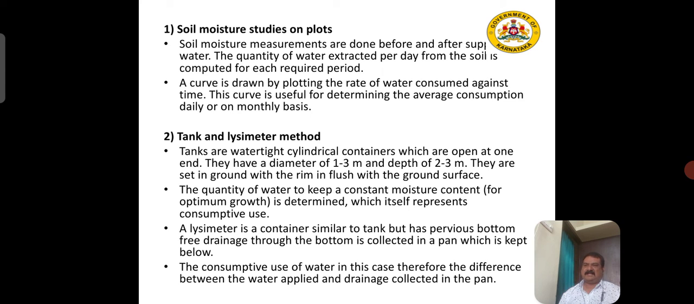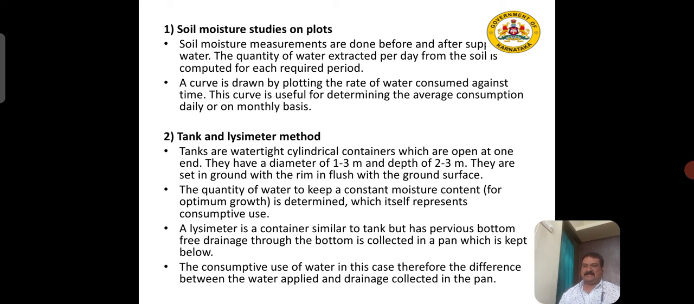Next, tank and lysimeter method. In this method, tanks are watertight cylindrical containers which are open at one end. They have a diameter of 1 to 3 meters and a depth of 2 to 3 meters. They are set in the ground with the rim flush with the ground surface. The quantity of water needed to keep a constant moisture content is determined, which itself represents consumptive use.